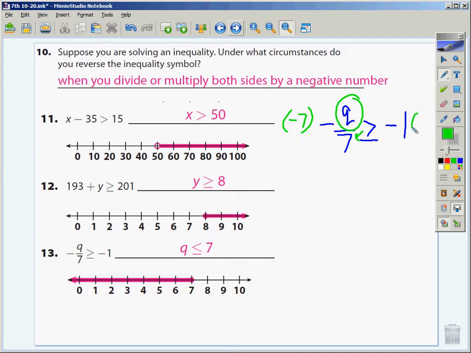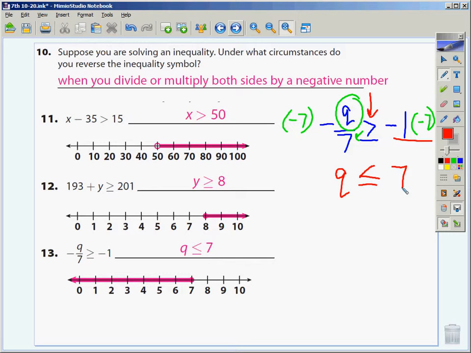When I multiply both sides by a -7, what has to happen to this inequality symbol? I have to flip it. I have to reverse it. This is going to leave me q, and a negative times a negative is going to make a positive. So it says q is less than or equal to 7.